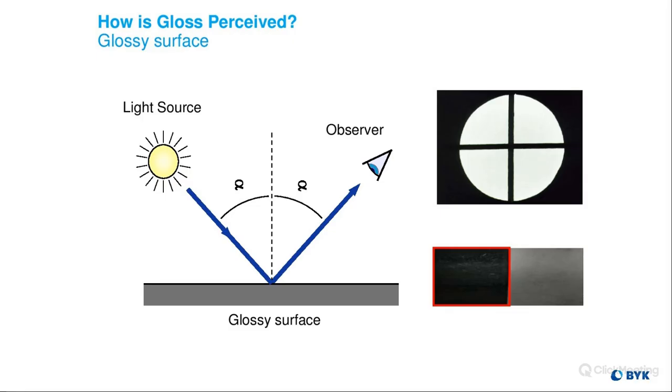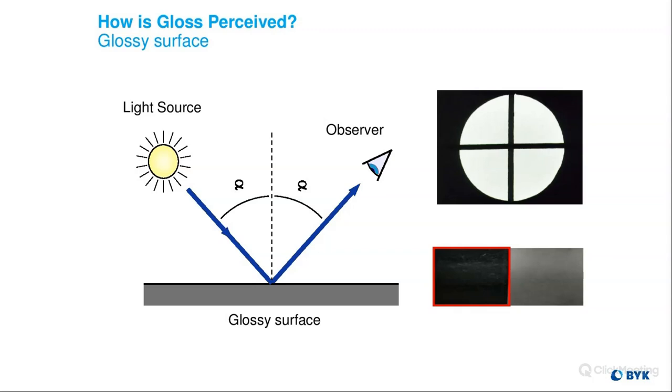So let's talk a little bit about how gloss is perceived. In this image here, we have a light source coming in from an angle, and then it's reflected off of a glossy surface back towards an observer. And we can see here that there's a little plus sign, and this plus sign is kind of giving you a reference for if that glossy surface is so glossy that when you look at the visual for the illuminant, that illuminant's going to appear very clear. And so that's what this is supposed to represent here.